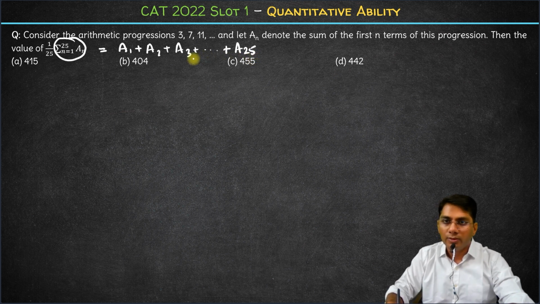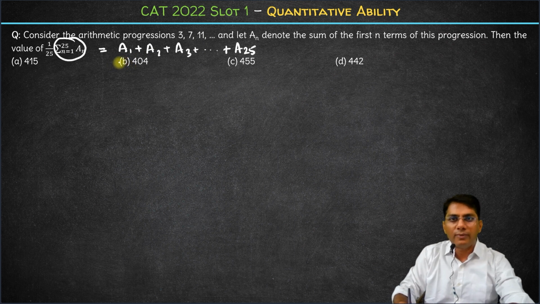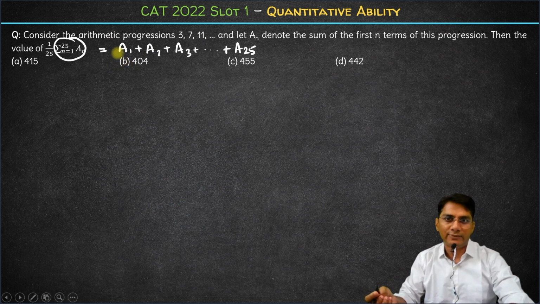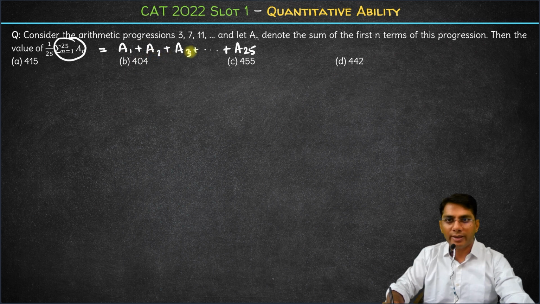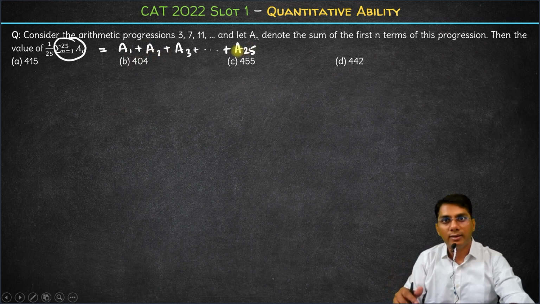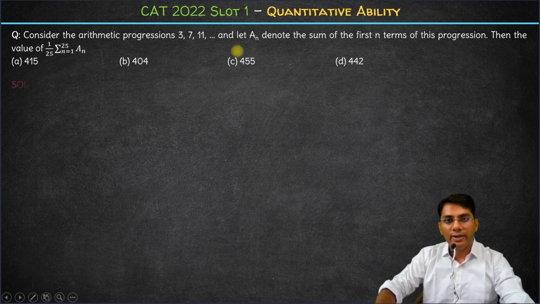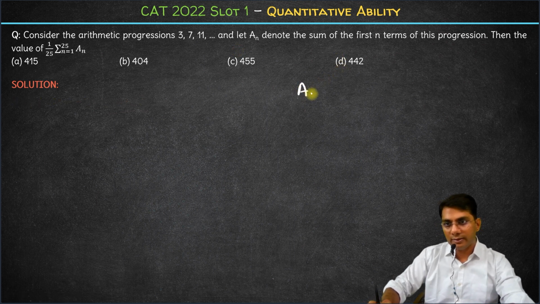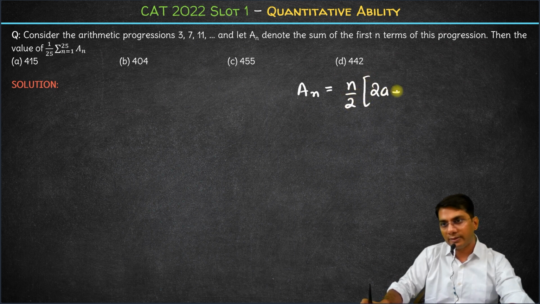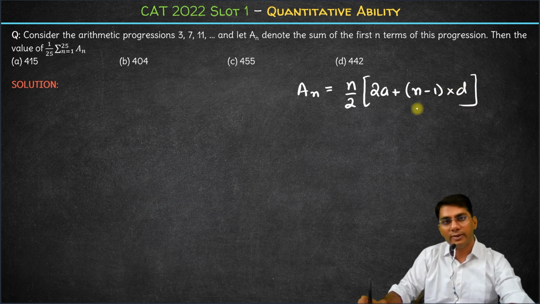Now we'll have to generalize the sum first. Obviously it's not possible to calculate each of these sums separately and then manually add them. That's going to be a very lengthy exercise. So let's try to generalize the sum first. We know the sum of n terms of an AP. There's a formula: the sum of n terms of an AP is n by 2 into twice the first term plus n minus 1 into common difference. This is the formula that we would remember from the theory part.